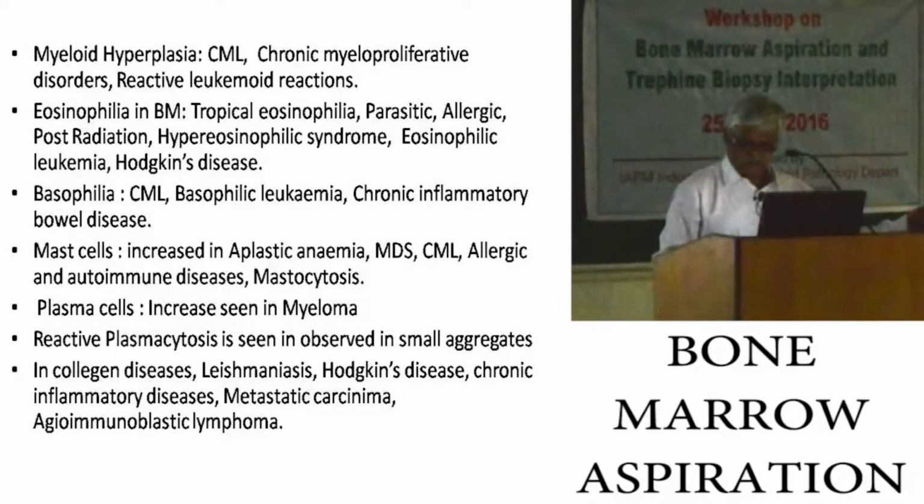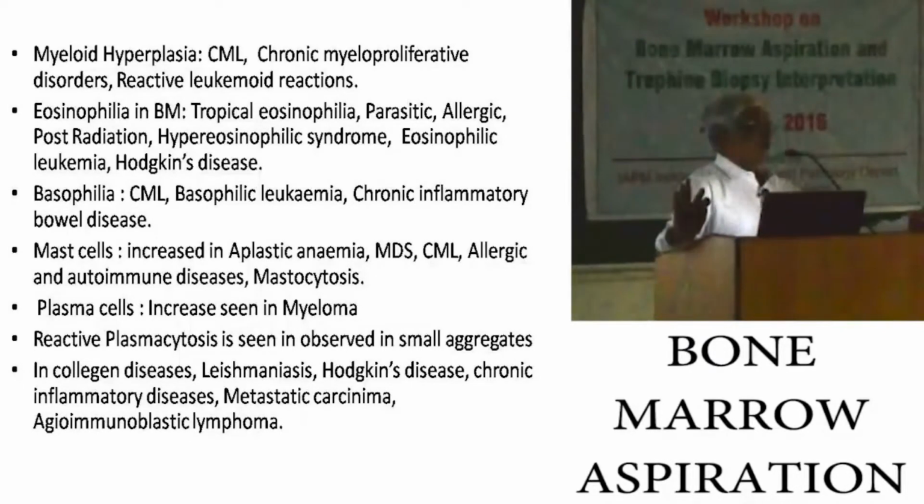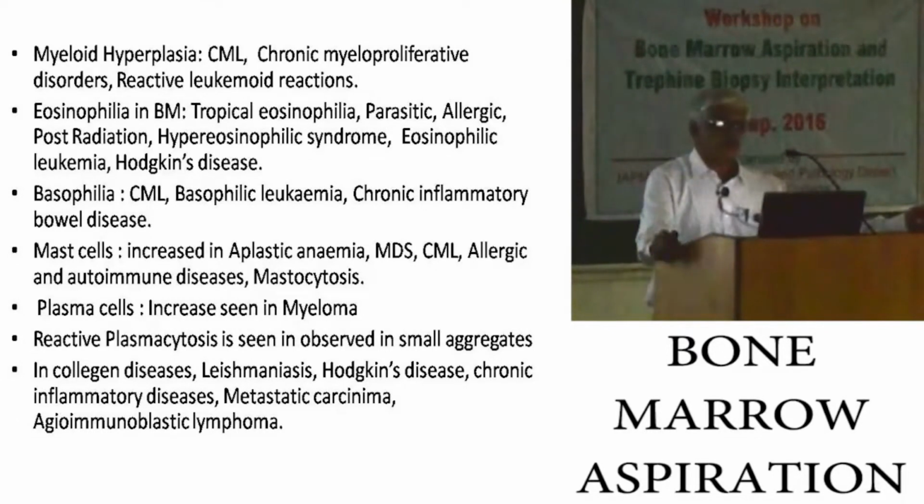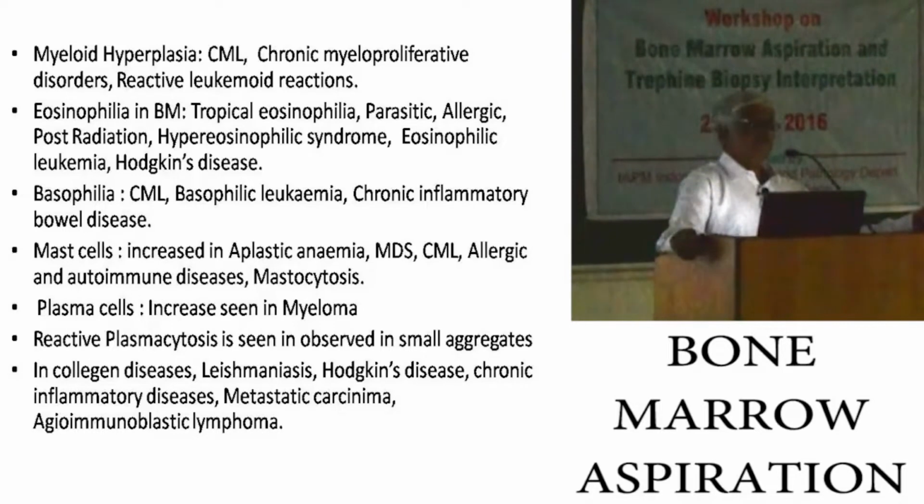So particularly going on cellularity, if the cellularity is increased, and there is definitely an increase in the myeloid erythroid ratio around 5 or above, then that is a myeloid hyperplasia, which is commonly seen in leukemias, chronic myeloid leukemias, myeloproliferative disorder, but this is also seen in reactive leukocytosis, or what you call leukemoid reaction.